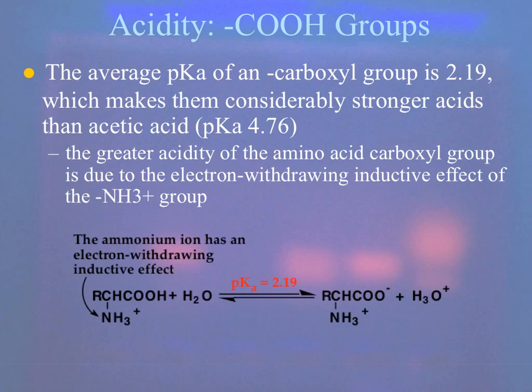I don't expect you to memorize all of the pKa's. I want you to just know that in general, roughly around 2 to 3 is the pKa for the carboxylic acid group of the amino acids.